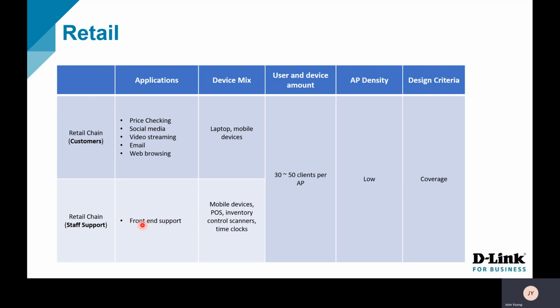For the application, same thing: the Wi-Fi inside the retail chain store is for the customer, the guest, to check the price, do social media, video streaming. Mostly it's mobile devices, sometimes laptops. For the retail, same thing, 30 to 50 clients per AP. But the AP density will not be so high because a retail store is an open space. Just make sure the APs are able to cover the whole area.